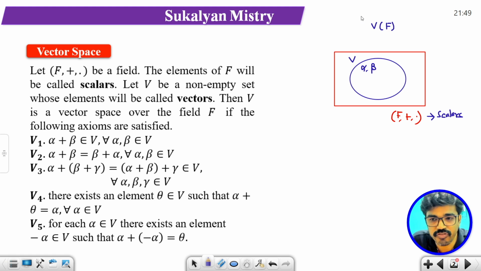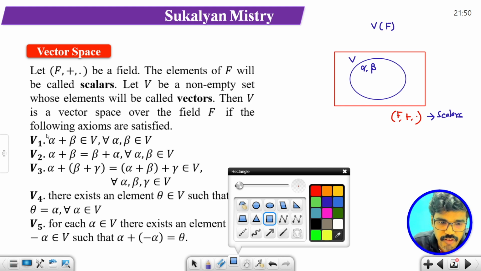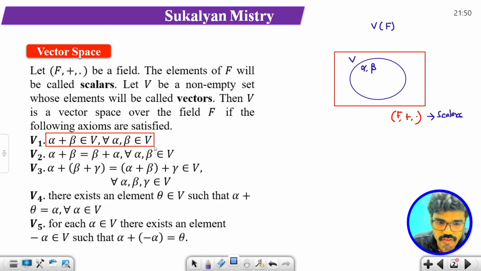What does it mean? That means V is a vector space over the field F if the following conditions are satisfied. So what are the conditions? The conditions are alpha plus beta belongs to V for all alpha, beta belongs to V. That means, আমি V থেকে যে কোনো দুটো এলিমেন্ট কনসিডার করছি. Suppose we consider two elements from the non-empty set V. This implies that alpha plus beta also belongs to V, that is the closure property, right?